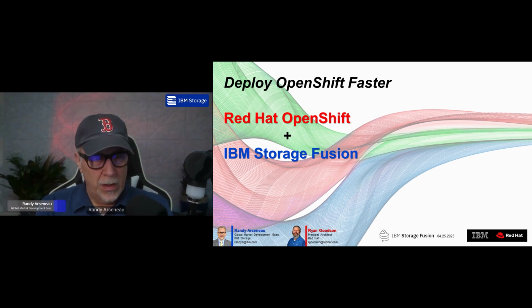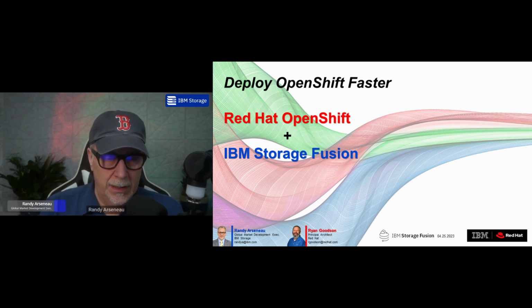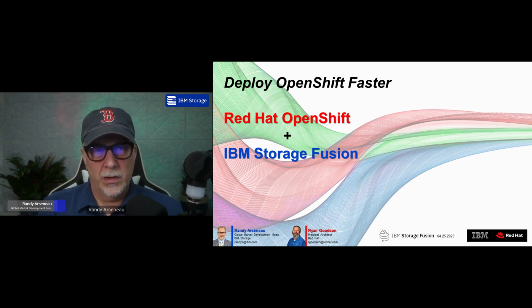My name's Randy Arseneau. I am part of the product management team at IBM for the Fusion product family specifically, although I work across the portfolio. I'll let Ryan introduce himself when he comes up. But Ryan is one of the global rock star deployment specialists and black belts for OpenShift.